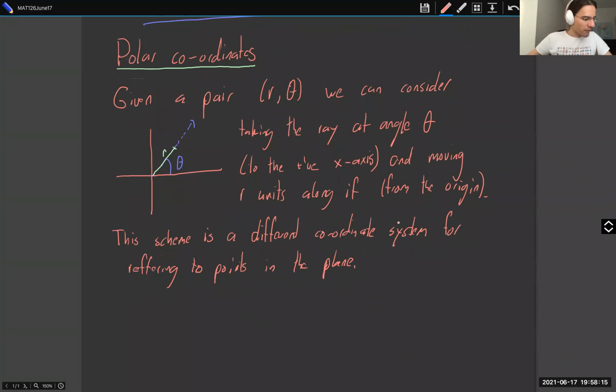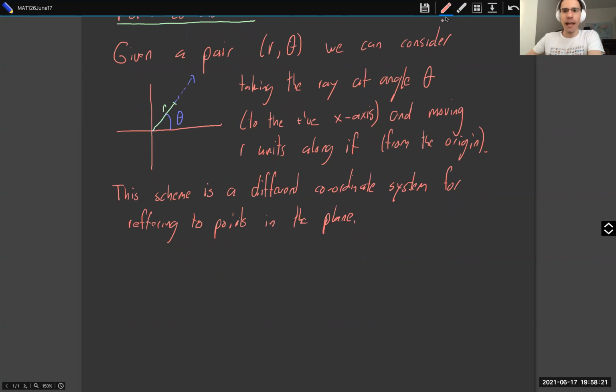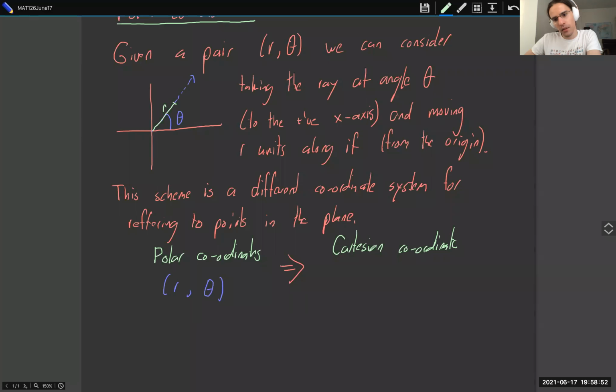Now, what are some things about this coordinate system? Well, first off, what is the point that I'm describing? So if I have, in polar coordinates (these are called polar coordinates), the point r comma theta, then how do I convert this into Cartesian coordinates, which is our usual system?